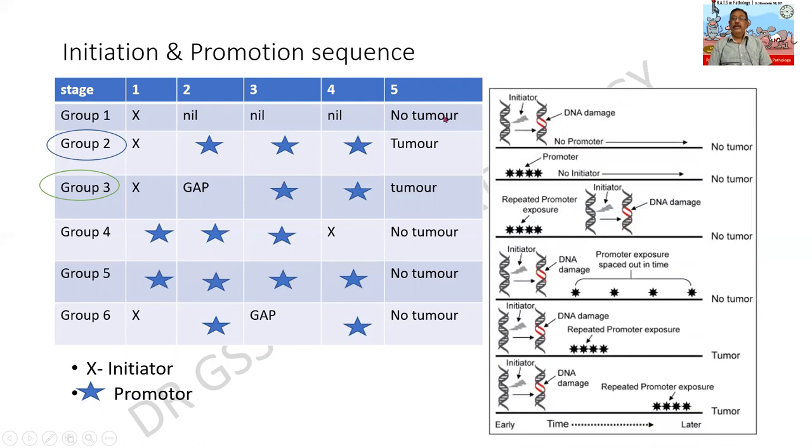See this one. So, in initiation, there is a damage to the DNA, but if there is no promoter, there is no tumor. In this case, the promoter is applied earlier to the initiator, there is no tumor. Similarly, repeated exposure to the promoter followed by the initiator, there is no tumor. So also in this case. But in the last two steps, you find that there is an initiator which is followed by promoters. Once the damage is initiated, the cell can remember it for a very long time. That is why even when there is an application, even after a long time, there is a development of a tumor. See what is happening over here.